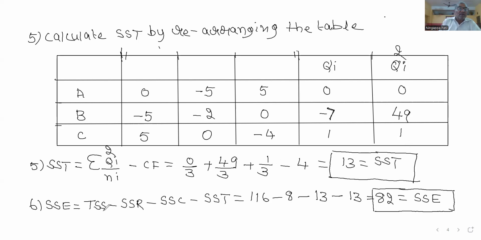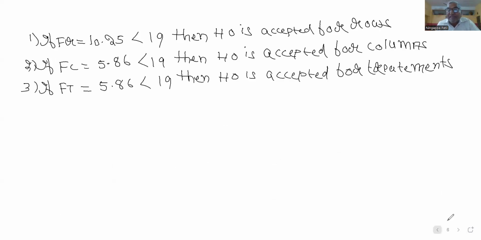This is SST. And look here, SSE equal to TSS minus SSR minus SSC minus SST. Now, your TSS is already known. You have calculated SSR, SSC, SST. Enter those here, and you can get 82. SSE, a very important result, you can write it there.